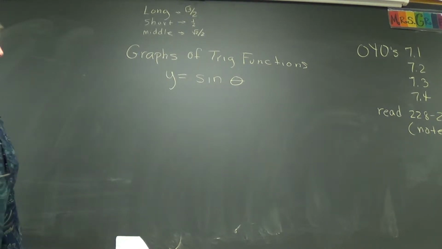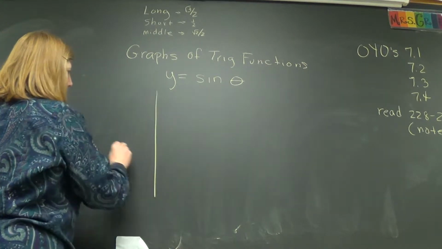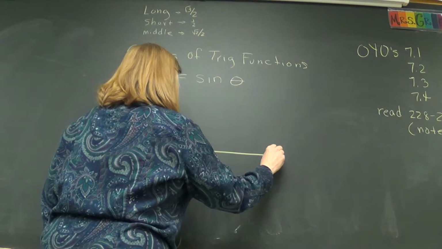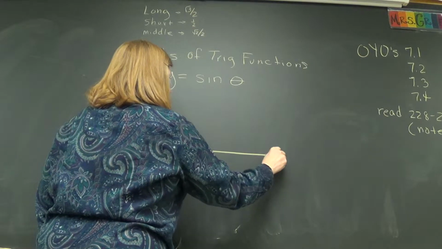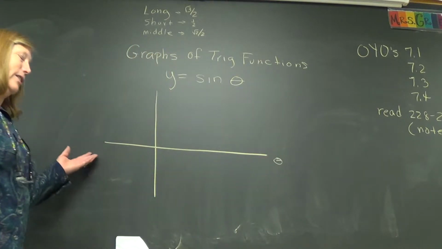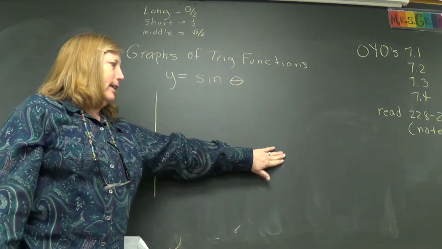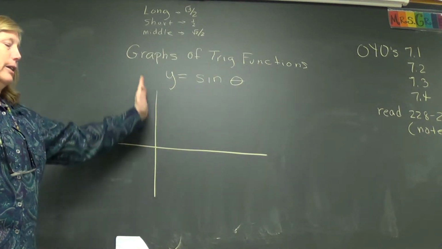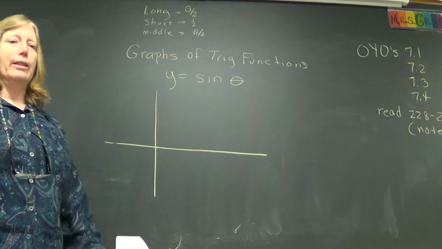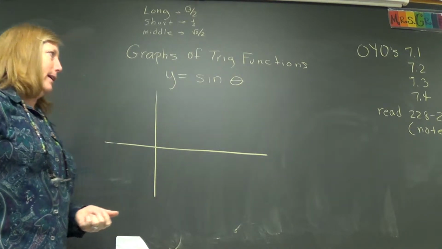That angle is going to be graphed on this axis, the former x-axis. It is still the x-axis, but we're going to put our theta values along that and our y values along here. Sometimes we call y is f of x, same thing.